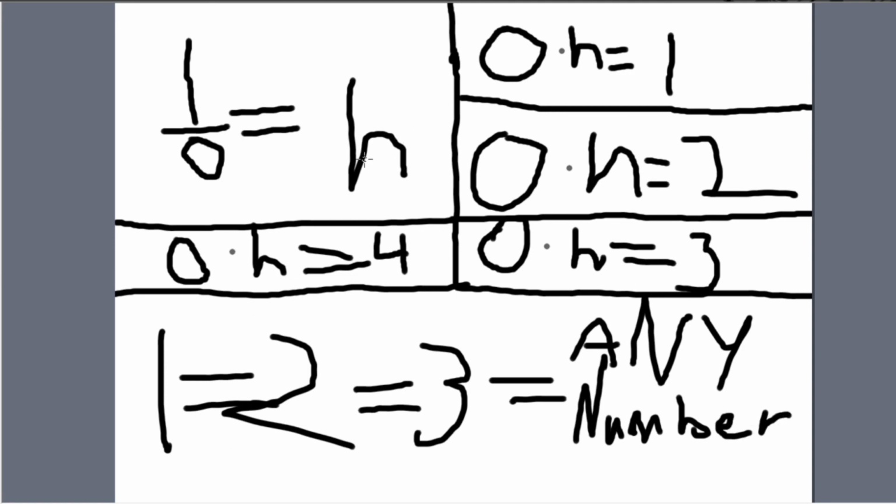This is what happens if you introduce h into the scene. This is what happens when you divide by 0. This is why you don't divide by 0.